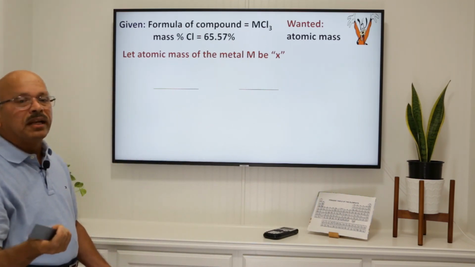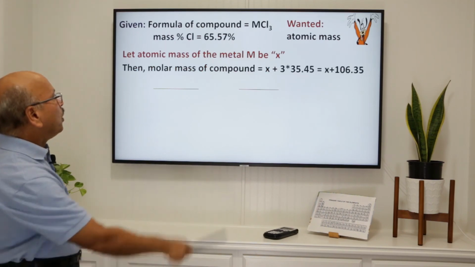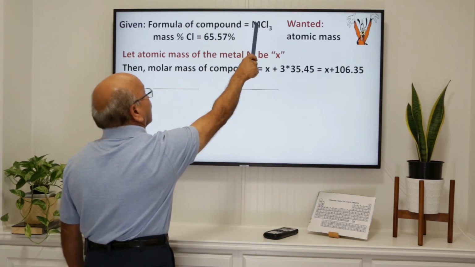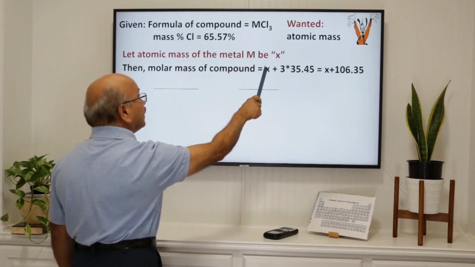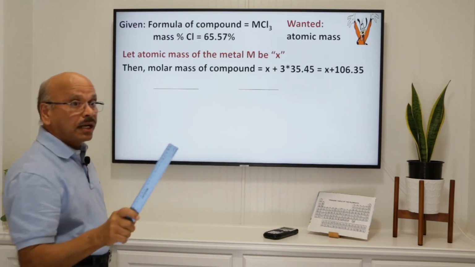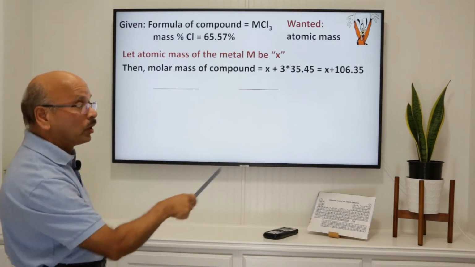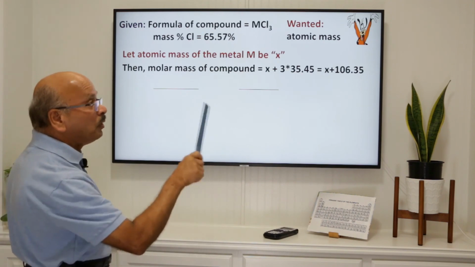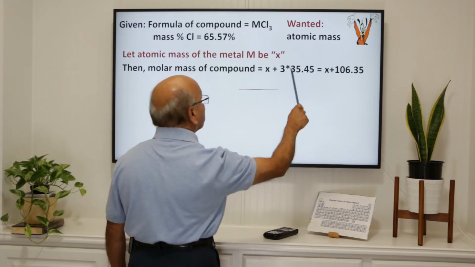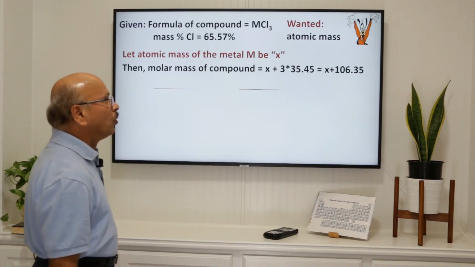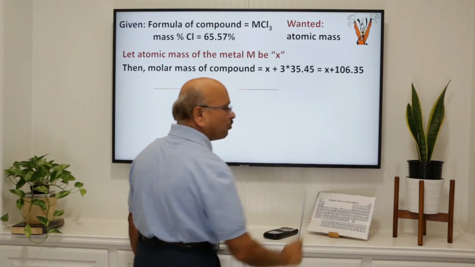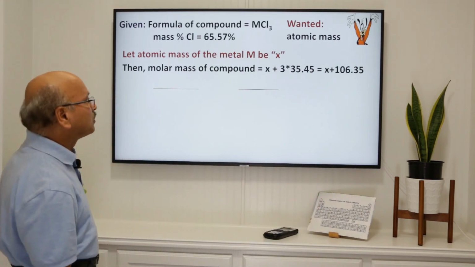You're using an algebraic idea. So the molar mass of the compound is what? The metal atomic mass is X, and then 3 chlorines is 3 times 35.45. Use the correct atomic mass of chlorine given in the periodic table, because we have to be very careful here. That's why we are using the correct atomic mass, 35.45, for chlorine. When you multiply that, it gives you 106.35. That is the molar mass contribution of the chlorine in the compound.